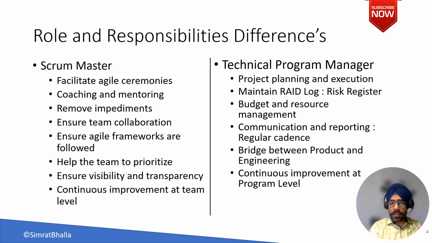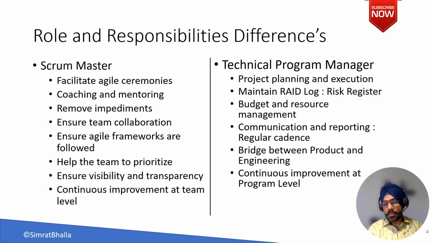At the last, continuous improvement. Now Scrum Master does continuous improvement at the team level, whereas the TPM does the continuous improvement at the product level. Just like in the sprint, we do the sprint retrospective at every sprint. At the TPM level, the TPM retrospects once we deliver the project or the program: how well we have delivered, what could we have done better, which are the things which went well, and in the next program, how can we do it better. Same thing, only the difference is team versus program level.